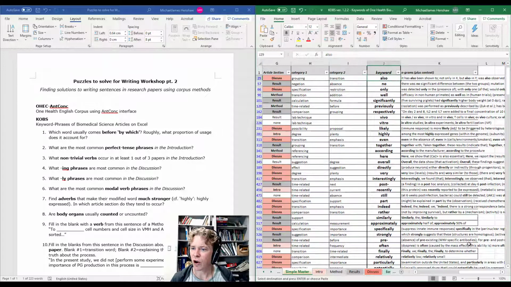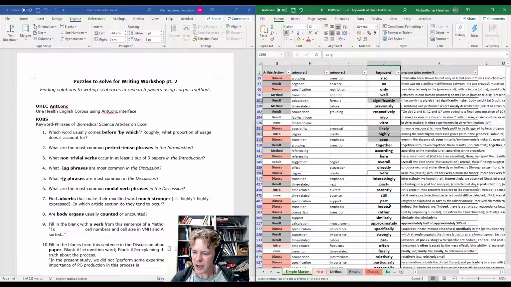What am I interested in? Also, okay, what's the question? I want the adverbs that make their words stronger, so I'm going to kind of look for category along with. So what makes it stronger? Also, no, only, well, significantly, I think that one maybe makes it stronger. Previously, respectively, vivo. Likely, that's one that we've talked about before. Highly. Even, kind of, it has an emphasis, maybe. Together, according, here, overall. Directly. Very, of course.